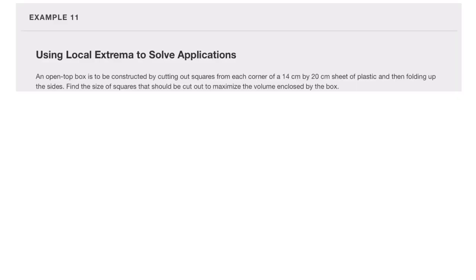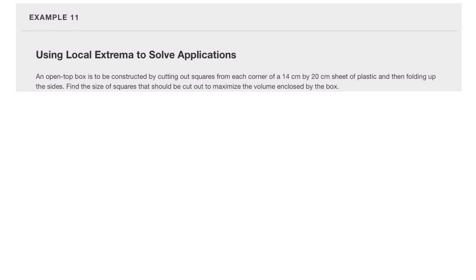An open box is to be constructed by cutting out squares from each corner of a 14 centimeter by 20 centimeter sheet of plastic and then folding up the sides. Find the size of squares that should be cut out to maximize the volume of the enclosed box. Okay. So this one is fun. So it sounds like we're starting with a rectangle. All right. Piece of plastic.